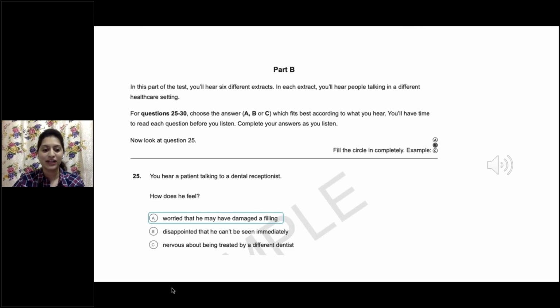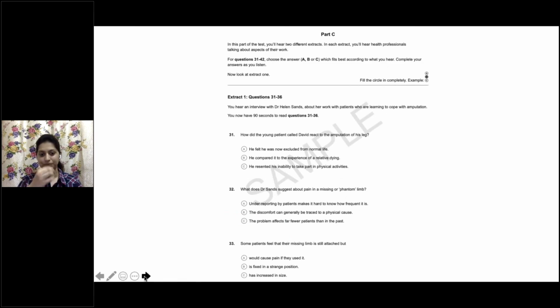So now that you have an idea as to how the listening module goes, this is how part C would look. I've just added it here so that you know how the paper looks. Except this time it won't be a short clip. It will be a 5-minute long, either a conversation or a comprehension that will be read out.